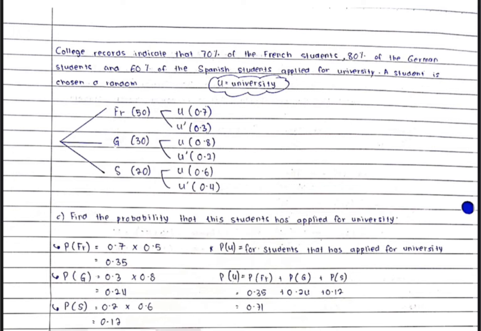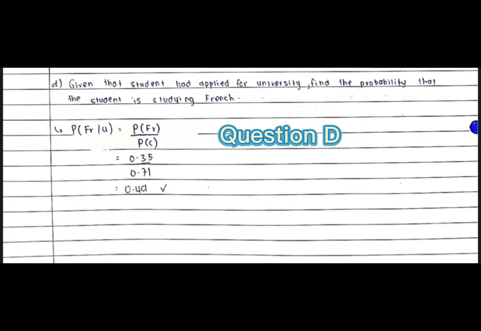Question D. It wants us to find the probability that a student that applied for university is studying French. So we write the probability of studying French given the student applied for university is equal to the probability of studying French over the probability of a student that applied for university, which gives us 0.35 over 0.71, and the last answer is 0.49.